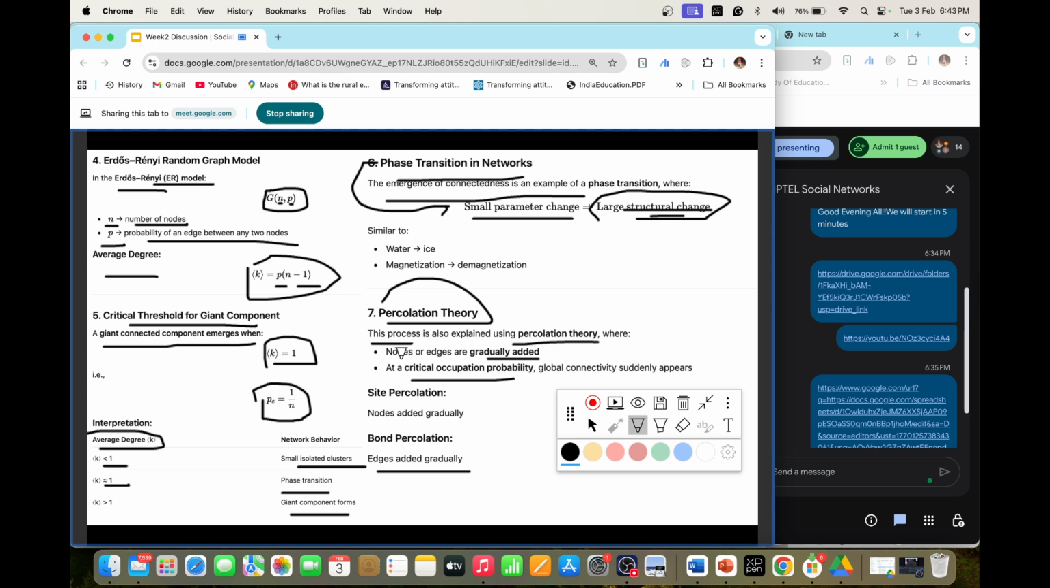Here nodes or edges are gradually added. Either nodes will be added or edges will be added. When nodes are added, this is known as site percolation. When edges are added, this is known as bond percolation. At the critical occupation probability, global connectivity suddenly appears. So this is percolation theory.